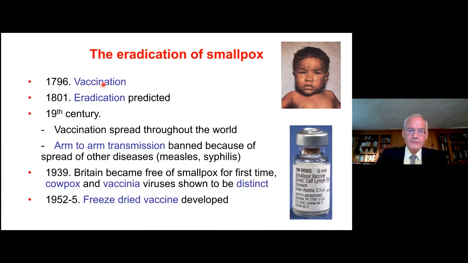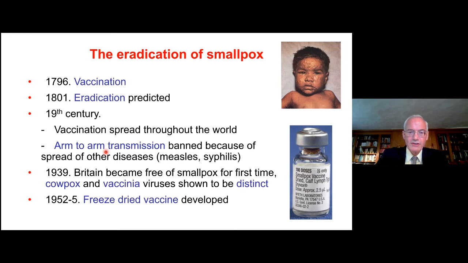So we've dealt with the introduction of vaccination and the prediction of eradication. And during the 19th century, the vaccine had to be spread around the world. Smallpox is now, and was then, a rare disease. Cowpox is a rare disease. And so the vaccine was not available throughout the world where it was needed. And this was spread in part by arm-to-arm transfer.